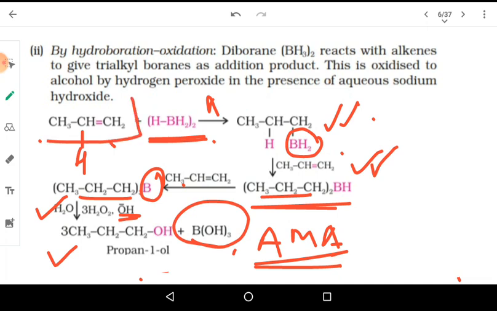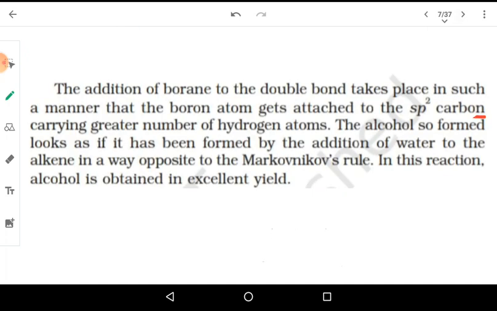So we started with a 3 carbon containing alkene, and we are getting a 3 carbon containing alcohol. So this is what is known as hydroboration oxidation. We are getting the corresponding alcohol by treating with B2H6, H2O and H2O2. Let us now move forward.